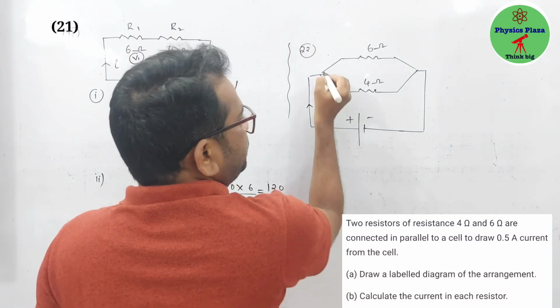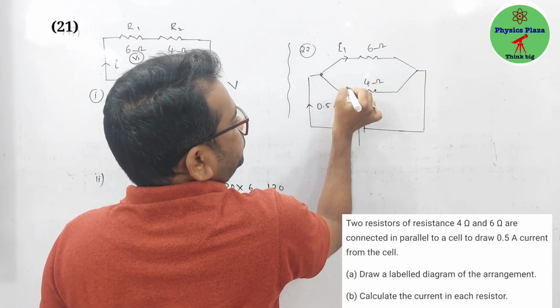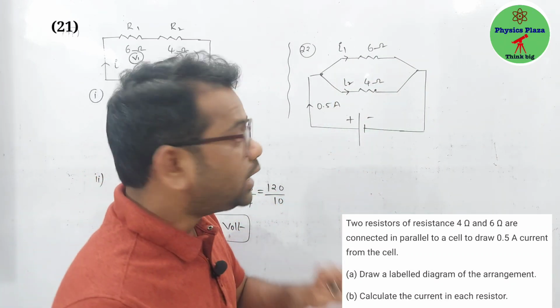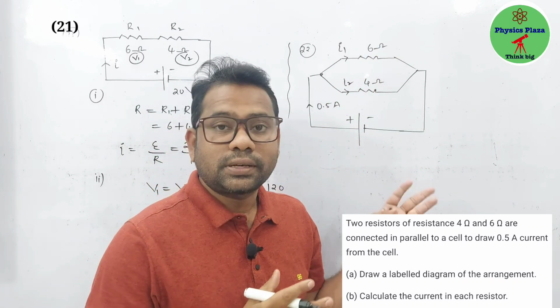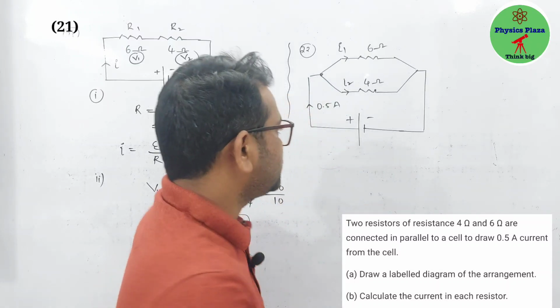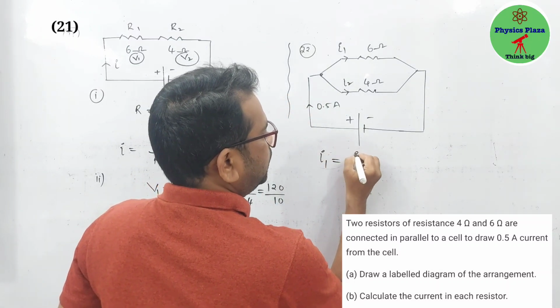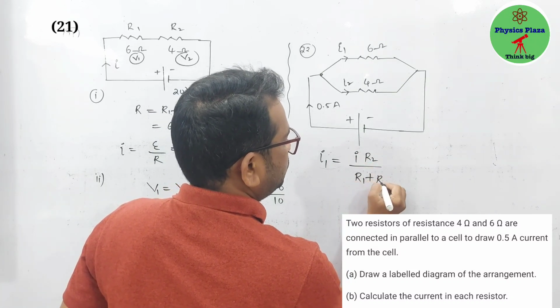Then the moment when current reaches here, children, definitely the current will get split. That is I1 through this, and I2 through this. Then they are asking us to calculate the current through each and every resistor. Now let us recall the formulas we have seen at the beginning of the class. So here I1 is equal to I into R2 by R1 plus R2.